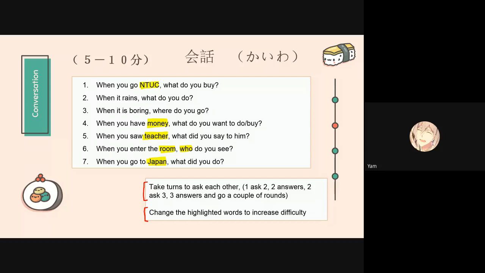Sensei o miru toki, konnichiwa to imashita. I don't know. Yeah, I guess you can do that as well. Yeah, so you say konnichiwa to your teacher. Konnichiwa is hello. Yeah, hello. Okay. Then you ask the question.